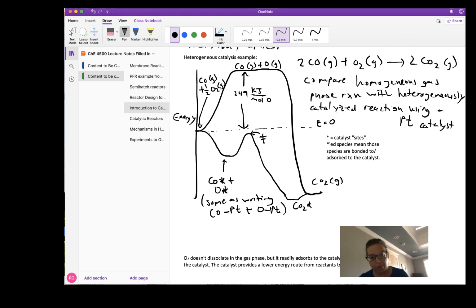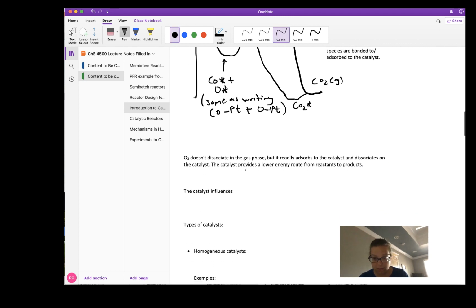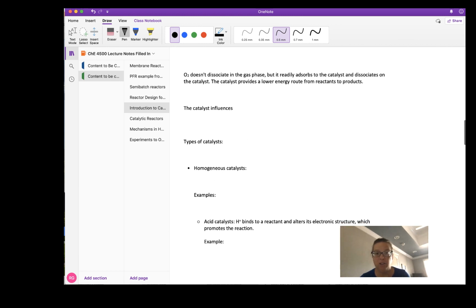So the energy profile here, the kinetic pathway, is much easier than the gas phase pathway. So this reaction is much more rapid on a catalyst than it is in gas phase. The bottom line is that molecular oxygen doesn't dissociate in the gas phase, but it readily adsorbs to the catalyst and dissociates on the catalyst. The catalyst thus provides a lower energy route from reactants to products. And again, just like in the last case, the catalyst influences the kinetics, but not the thermodynamics.